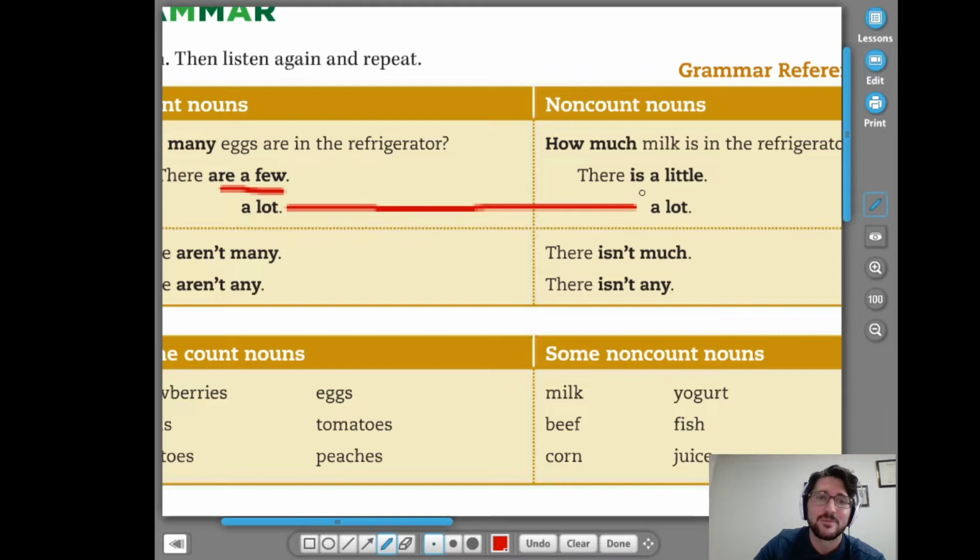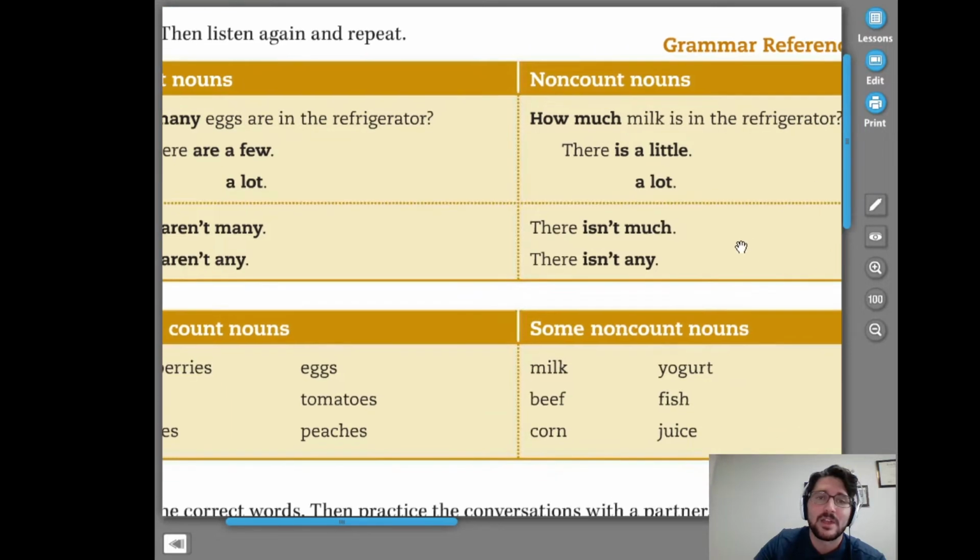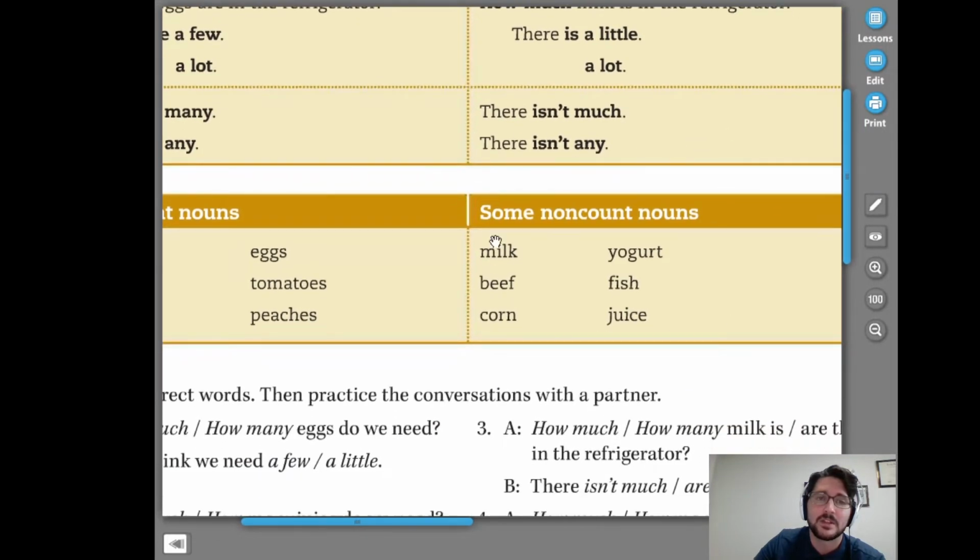조금만, we need to remember. 조금, eggs, 조금만 있으면, there are a few eggs. Milk, 조금만 있으면, there is a little milk. So we need to remember that. Let's look at some non-count nouns examples. So we already did milk.